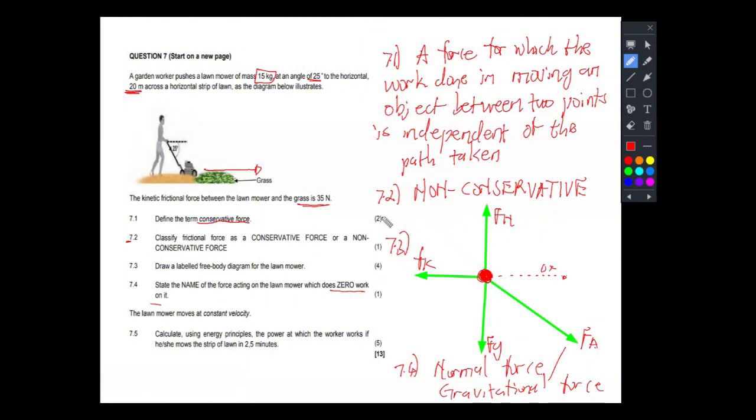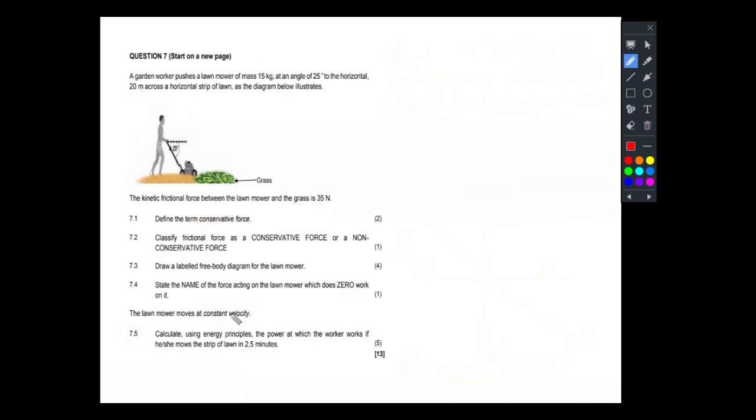As you can see from there on, we have collected how many marks? That's 5, and then 6, 7, 8. So that's 8 out of 13. Decent marks, right? So right now, we just have to struggle with this 7.5 here. The lawnmower moves at a constant velocity. So we are given a keyword here, constant velocity. Whenever we see the keyword constant velocity, what comes to our mind is that acceleration is 0 meters per second squared. As a result, our F net is 0 newtons. And as a result of F net being 0 newtons, that means W net will also be 0 joules.